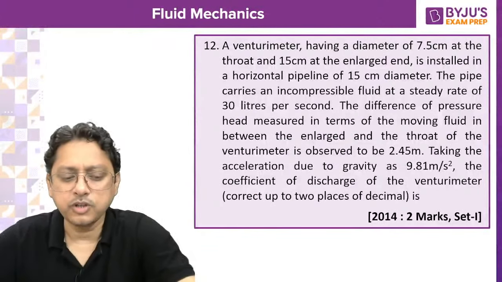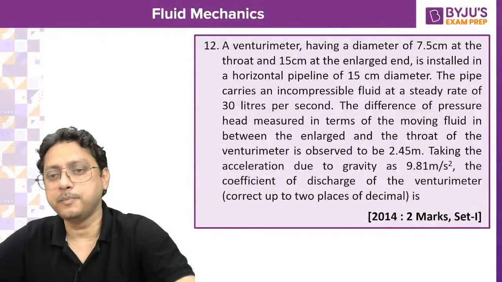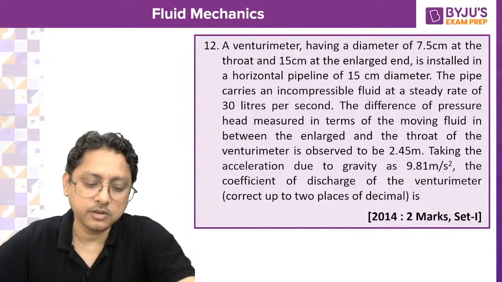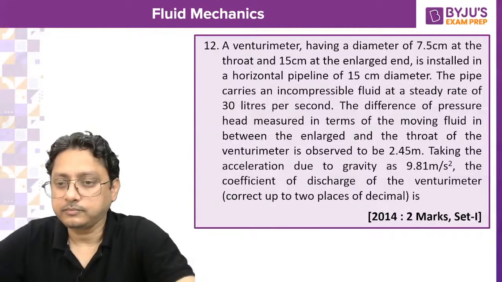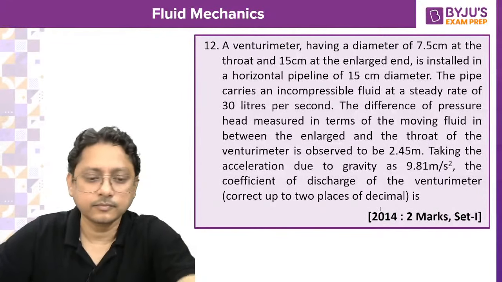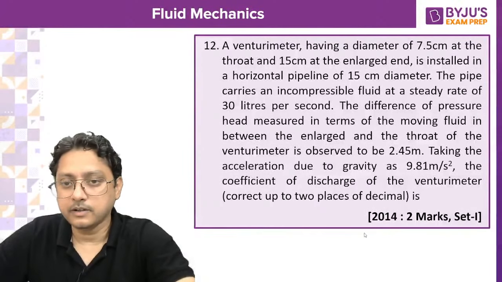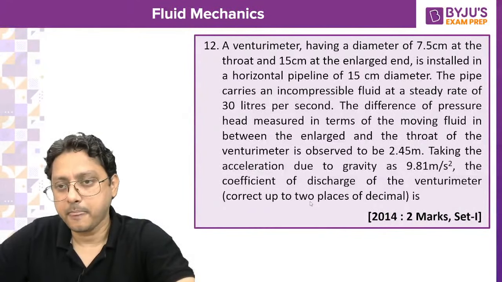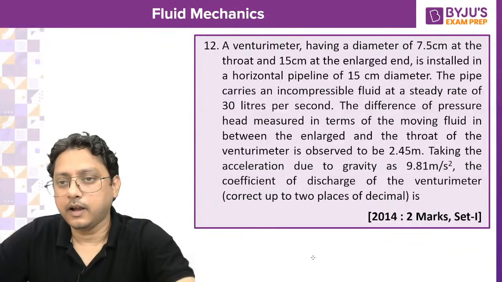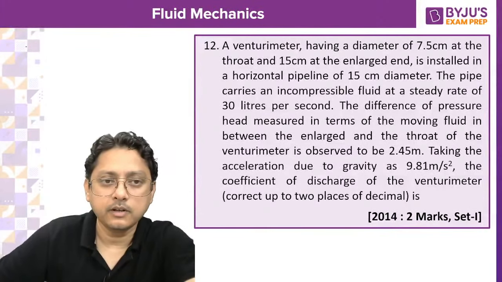But generally this type of question you will not be expecting to get repeated. Here in the numerical portion, you can expect the questions can be repeated with the concept. Some data will be changed, some different type of questions you can expect. What will be the answer for this one? This is related to venturimeter, isn't it? Venturimeter problem. A venturimeter having a diameter of 7.5 centimeter at the throat and 15 centimeter at the enlarged end. Okay, let us first of all draw the venturimeter.